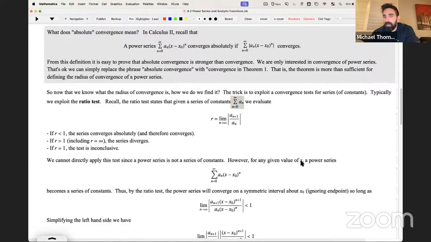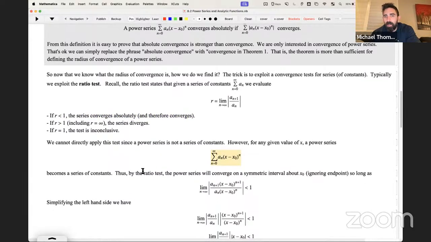However, for any given value of x, if I were to pick a value of x and plug it in, then it does become a series of constants, and we could apply the test, right? So what we're going to do is force this conclusion, the first one, for the ratio test to work. We're going to look at our power series, and say, okay, for any given x, I'm going to take the absolute value of the limit of the n plus first term over the nth term. That's this. So I'm applying this, assuming I've picked x already, right?